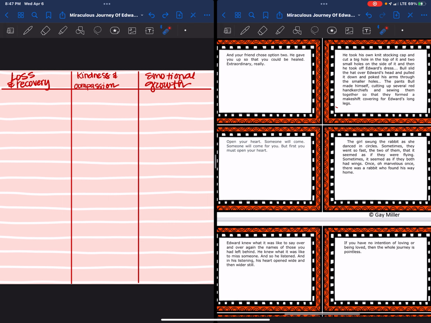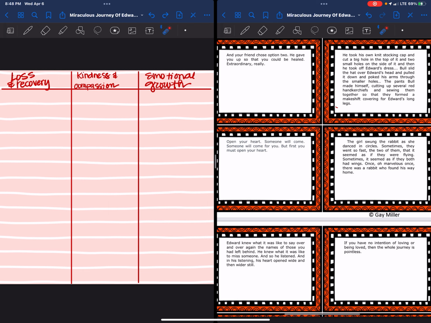So here, let's start here. And your friend chose option 2. He gave you up so that you could be healed. Extraordinary, really. Okay, so I'm going to do the first couple for us. Do I think that would be loss and recovery, kindness and compassion, or emotional growth? I'm going to read it again. Remember, you can't comprehend anything or really understand what you're reading unless you read it 2 or 3 times, even more if you need to.